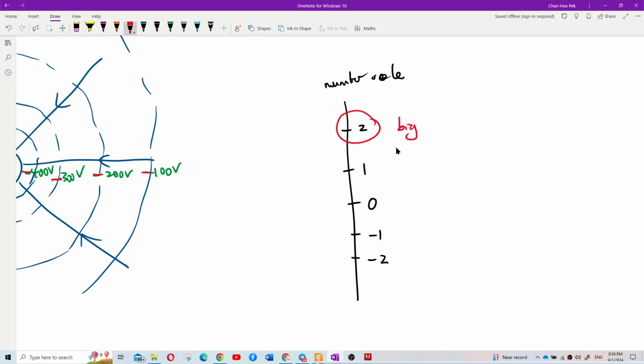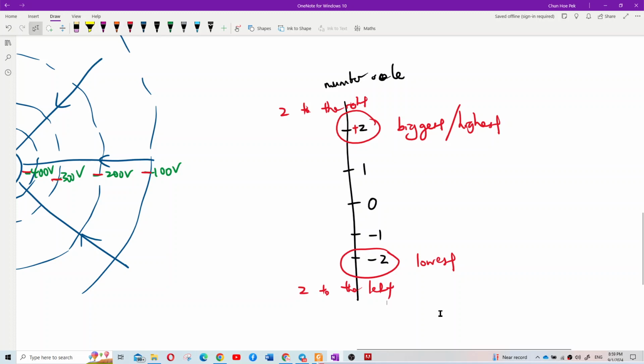Which one is the lowest one? Which one is the lowest value, class? Negative 2. This one is the smallest or lowest value, right? Does positive 2 mean 2 to the right? Does negative 2 mean 2 to the left? Is it the negative sign here that means 2 to the left?